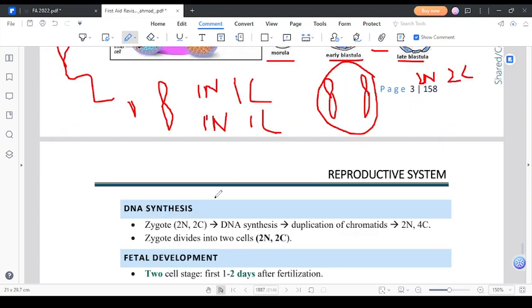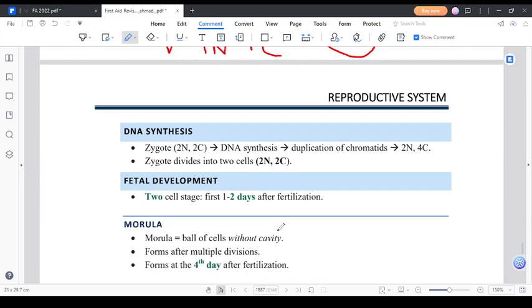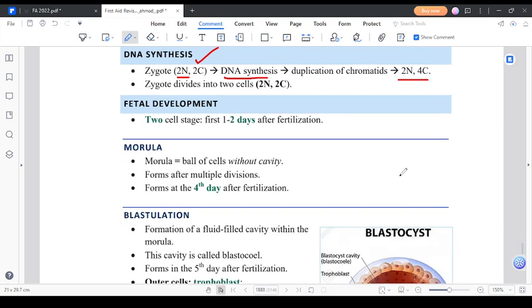Now let's talk about DNA synthesis. In a zygote, the DNA is 2N, which means we have 2 copies of each chromosome, and 2C, which means we have a total of 2 chromatids for a particular chromosome. After that there will be DNA synthesis, and duplication of the chromatids will take place and the cell will become 2N 4C. So now it is the same concept. I will try to highlight it over here.